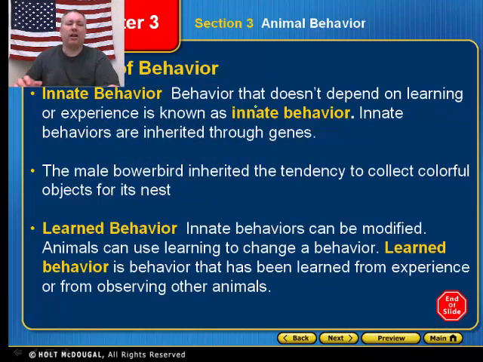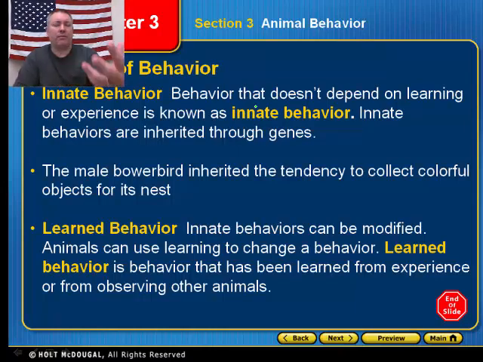The next is going to be our learned behavior. Now, learned behaviors can be modified. Learned behaviors are behaviors that we learn from watching something else, or that we learn because somebody taught us. An example of that would be our speech. Speech would be a learned behavior simply because we all speak different languages. We all have different dialects. That is a learned behavior.